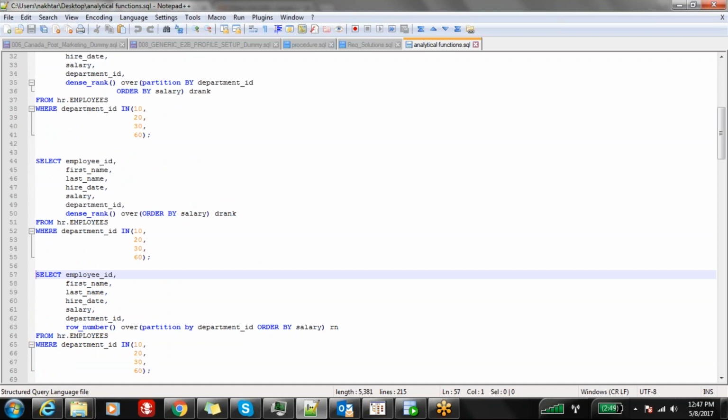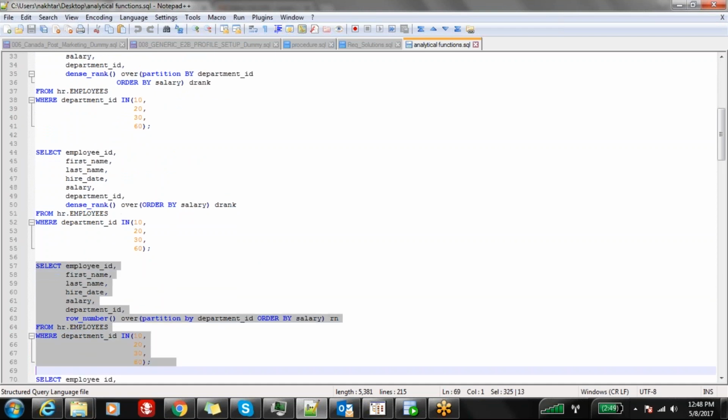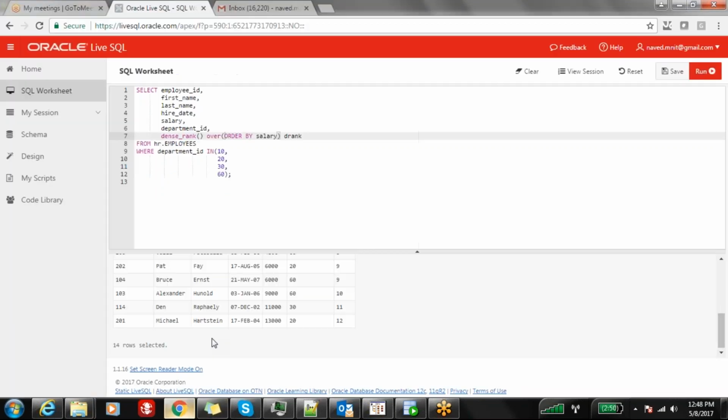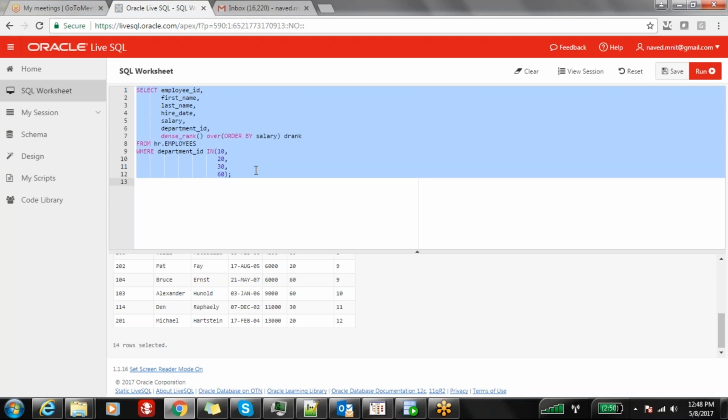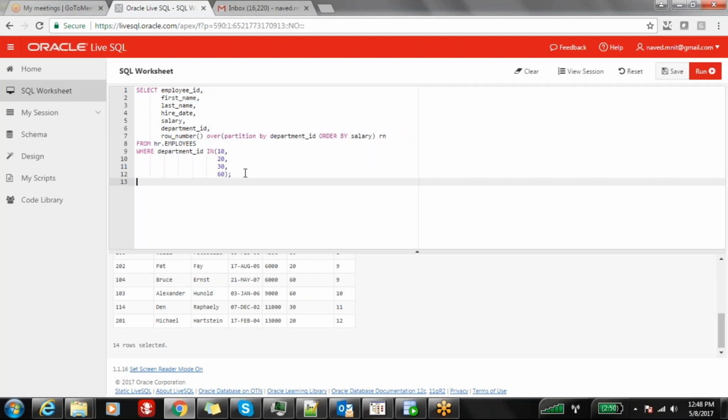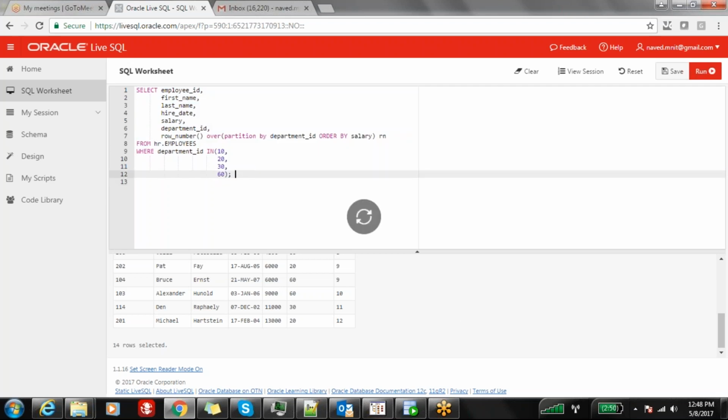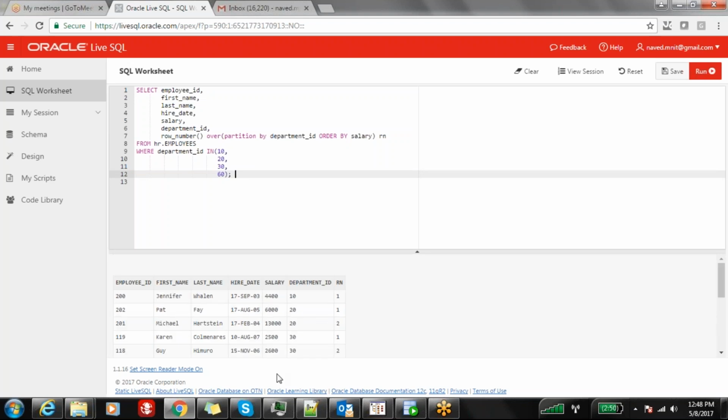So row number, there is no ranking in the row number function. It is simply going to give you the row numbers to the rows. Again, we are going to have partitions: first partition, second partition, third partition, and so on. You understand. In the second partition, as you can see, first row will get the first row number, second row will get the second row number.